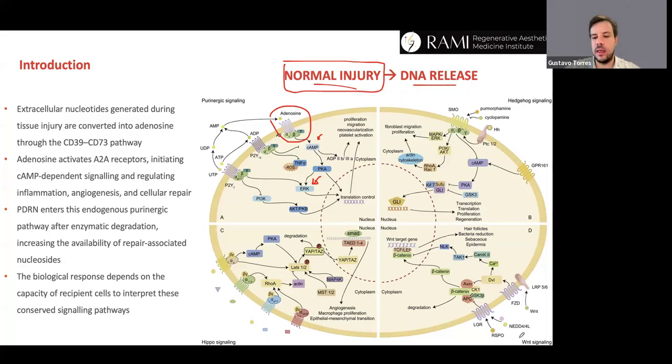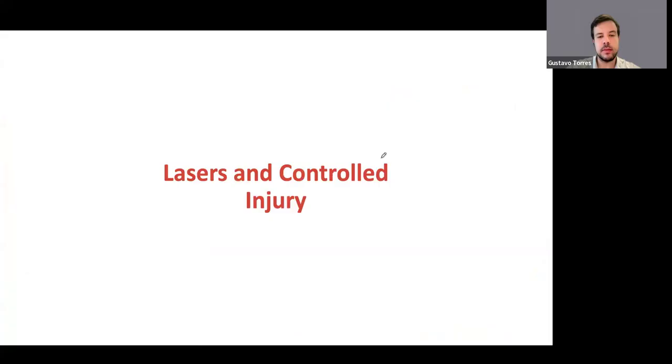We do have the WNT pathway, the Hippo signaling, the hedgehog signaling, all of them other mechanisms that lead to cell proliferation. But now we have one mechanism that depends on nucleotides and specifically adenosine. Obviously, if we're injecting polynucleotides into a patient's body, one of the things we expect to happen is this process, dependent on the adenosine receptor. So this is a very important aspect of how this works.